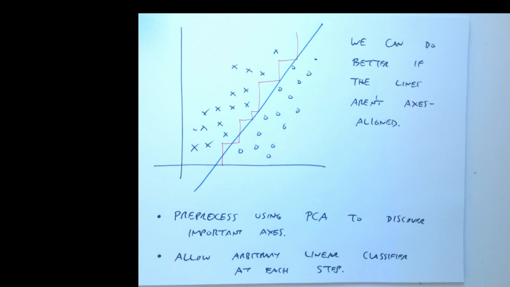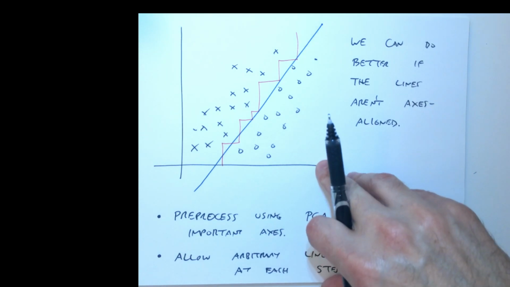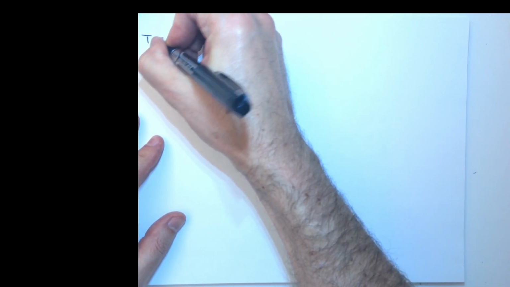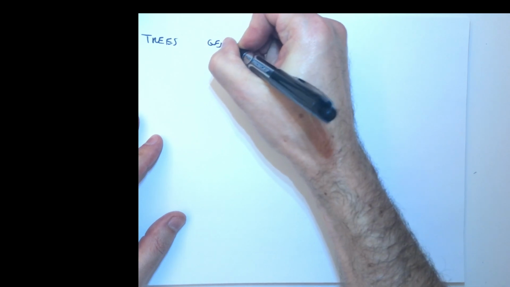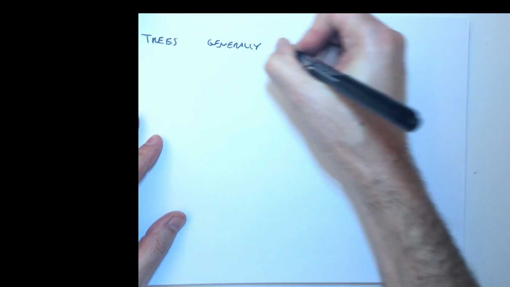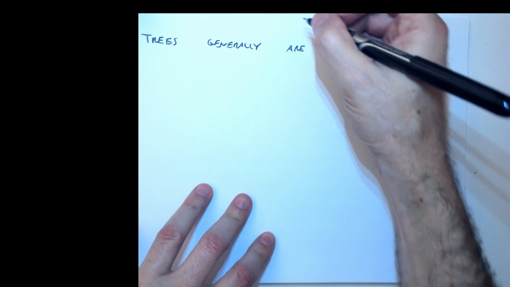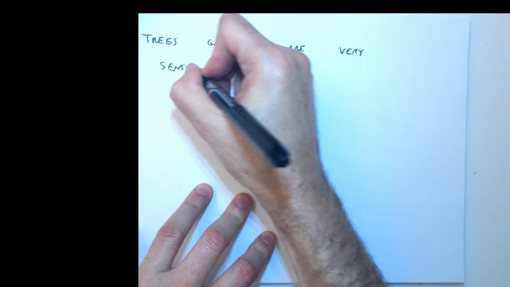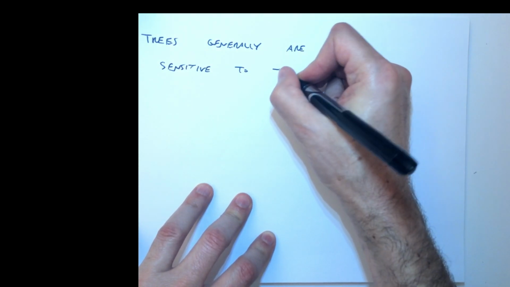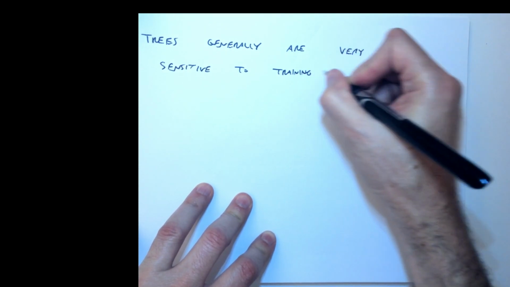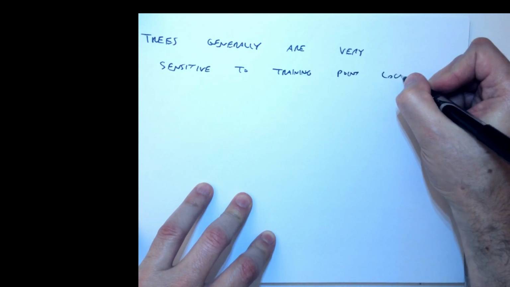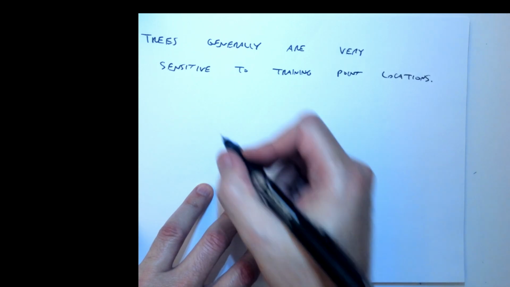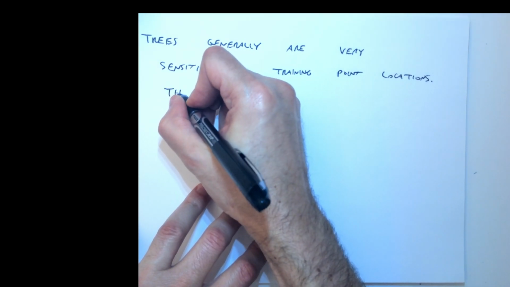So what can we do about it? Let me just write that down first, which is that, in general, trees are very sensitive to the training points. Just changing one point location can have a big effect on what that tree looks like. So this is called instability.